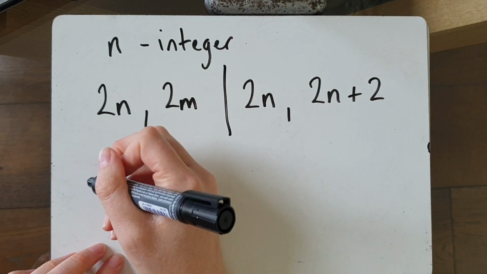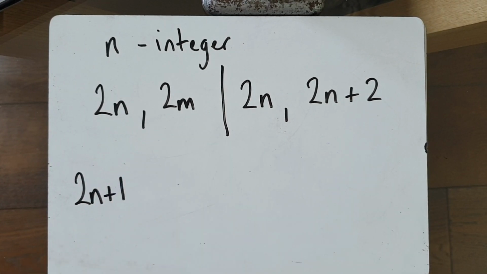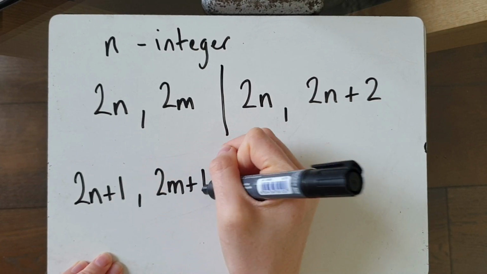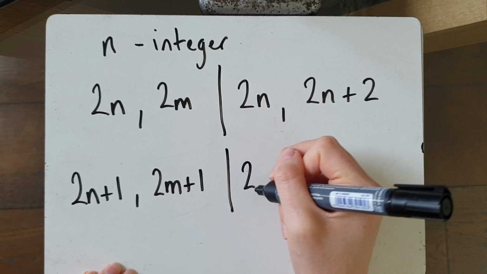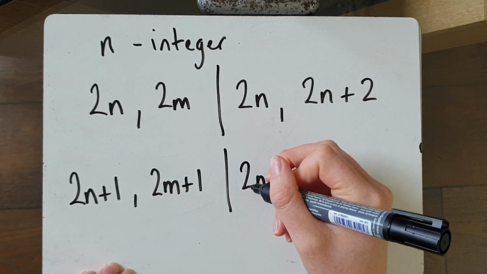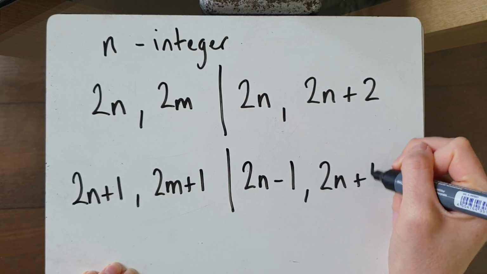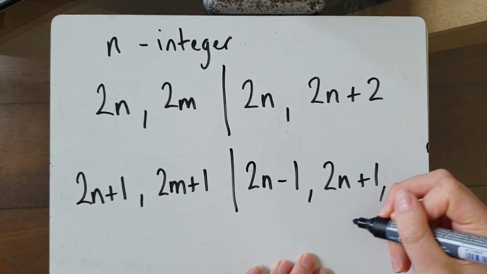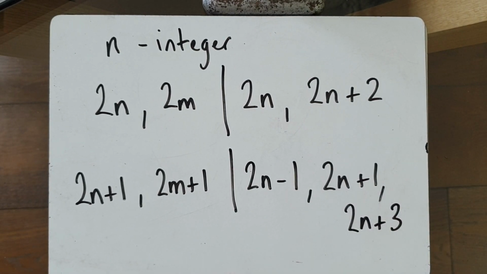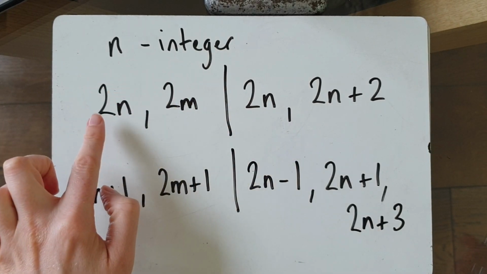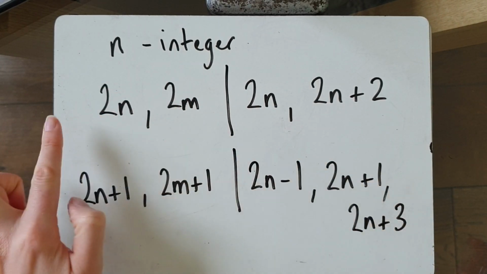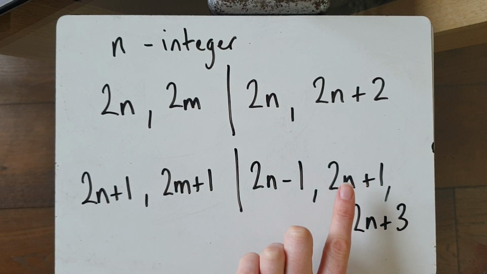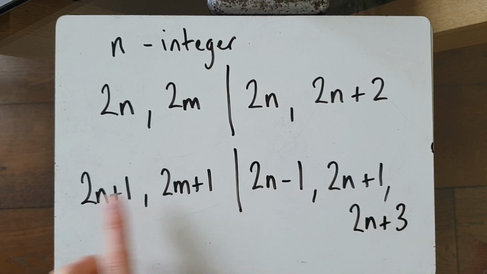Then for odd numbers, you've got 2n plus 1. And again, if it talks about two different odd numbers, you need to use a different letter. But if it talks about consecutive odd numbers, you usually want to use 2n minus 1 and 2n plus 1, because then these cancel when we add them together. But you can also use 2n plus 3. So that's n just for an integer; 2n, 2m, 2n plus 2 are even numbers; 2n plus 1, 2m plus 1, or 2n minus 1, 2n plus 1, 2n plus 3 are odd numbers.